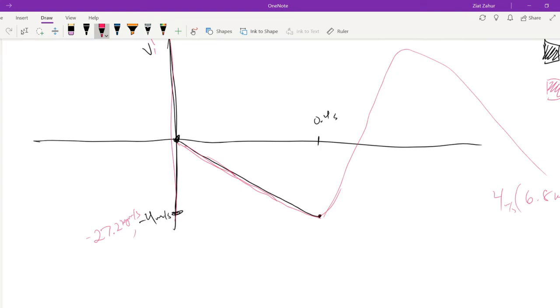Yeah, 3D printer. Things have changed. All right.